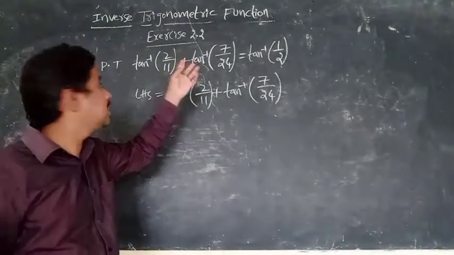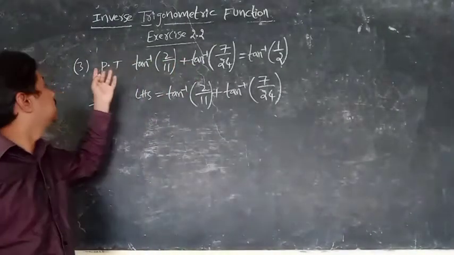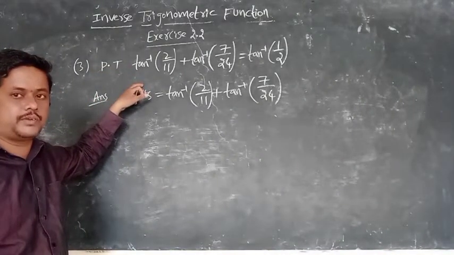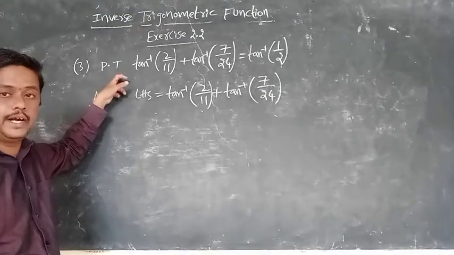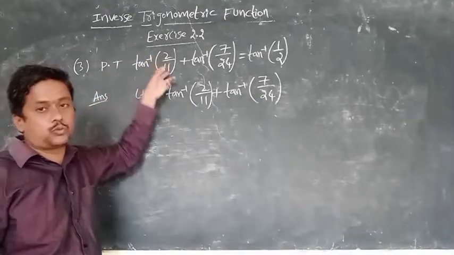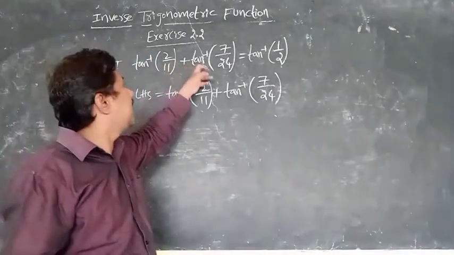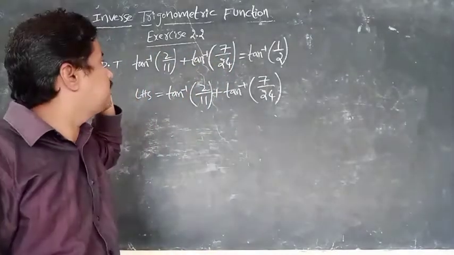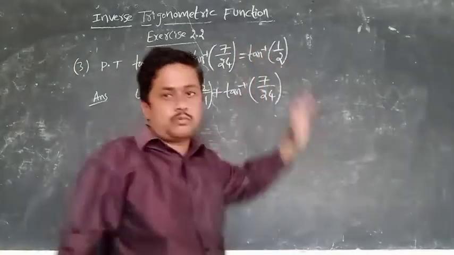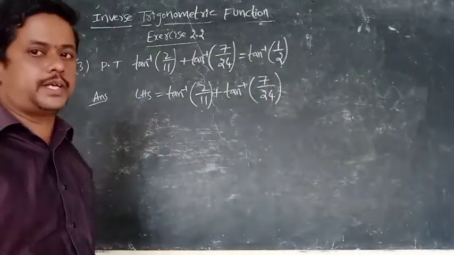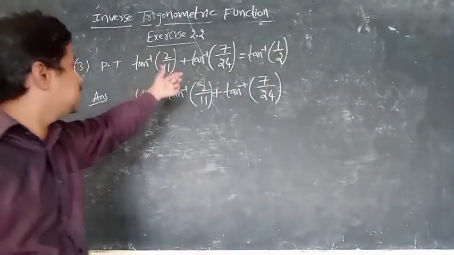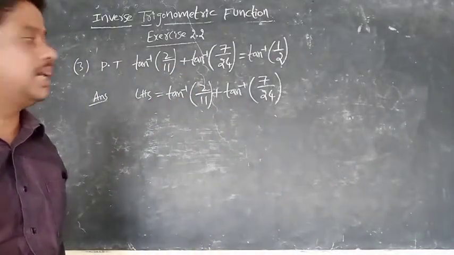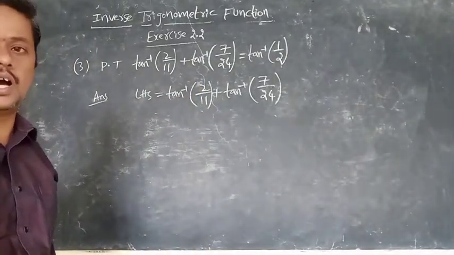Next, question number 3. This type of model is very important. You have to prove that tan inverse of 2 by 11 plus tan inverse of 7 by 24 is equal to tan inverse of 1 by 2. Let us consider the LHS, and I have to prove the RHS. So from LHS we go to RHS to prove it.